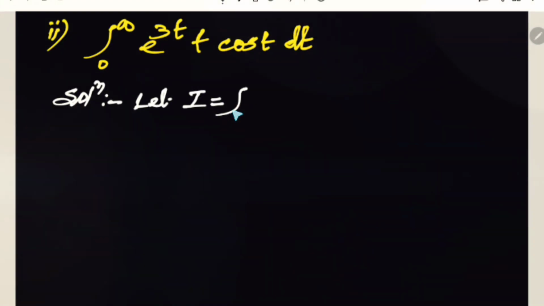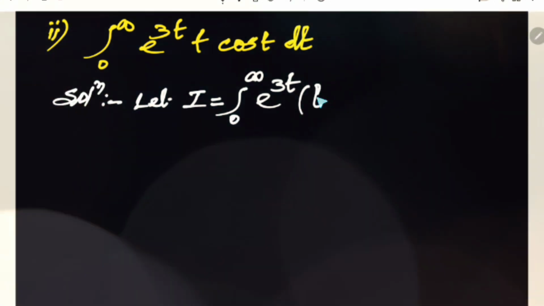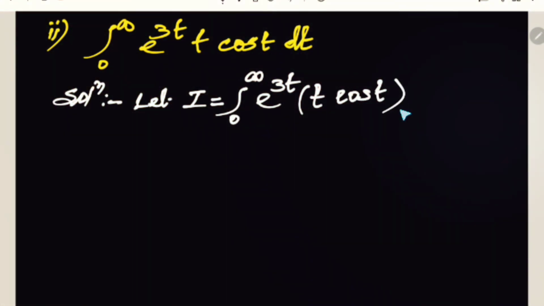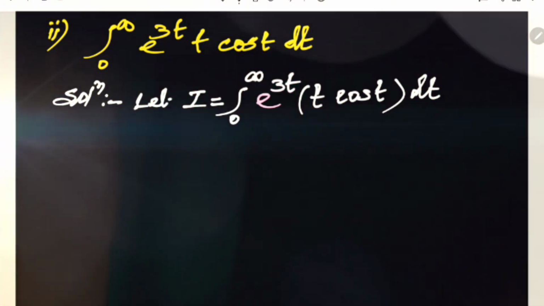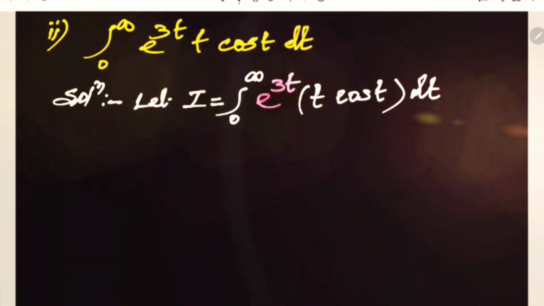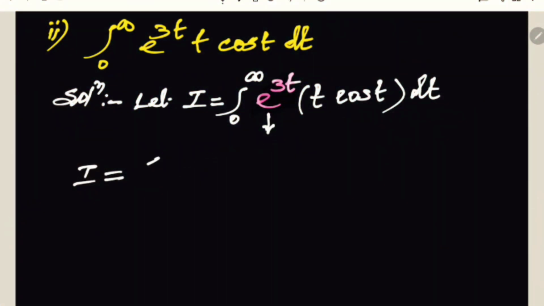Then second example, evaluate integration from 0 to infinity of e raised to 3t into t cos t dt. Therefore, we have to go from right to left direction. The function must be cos t, then it is multiplied by t. If we consider this given integral as I, suppose, the next step is replacing e raised to 3t by e raised to minus st. Therefore, that integral becomes integration from 0 to infinity e raised to minus st.